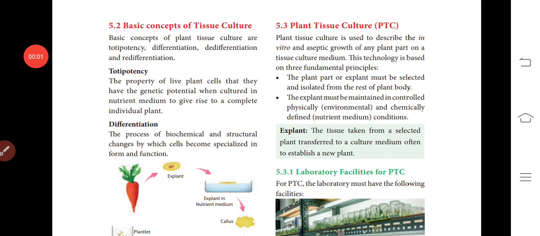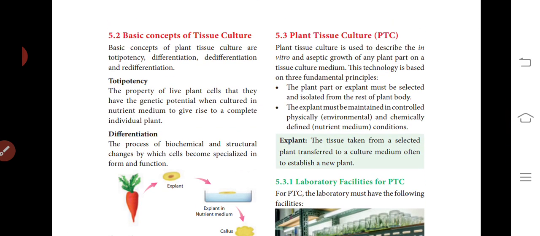Plant tissue culture (PTC). Plant tissue culture is used to describe the in vitro and aseptic growth of any plant part on a tissue culture medium. This technology is based on three fundamental principles. The plant part or explant must be selected and isolated from the rest of the plant body. The explant must be maintained in controlled, physically and chemically defined conditions.